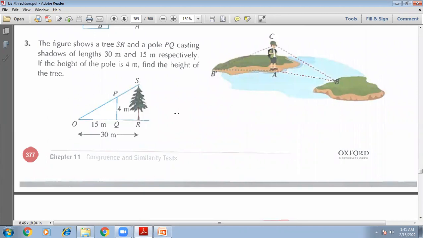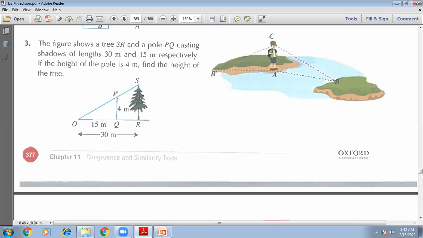The figure shows a tree SR and a pole PQ casting shadows of length 30 meters and 15 meters respectively. If the height of the pole is 4 meters, find the height of the tree. You can see if you take this triangle POQ and the triangle SOR, I will prove that these 2 triangles are similar to each other. Then by taking the ratio of the corresponding sides, we will be able to find out the height of this tree.